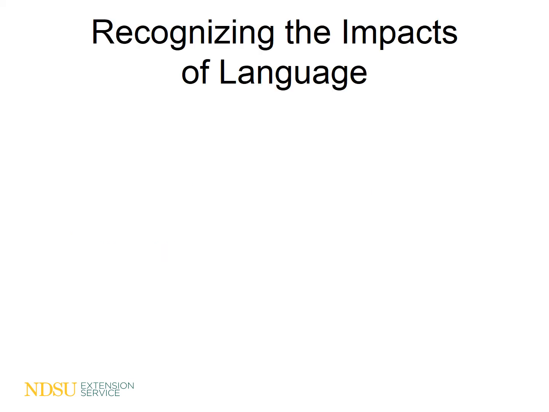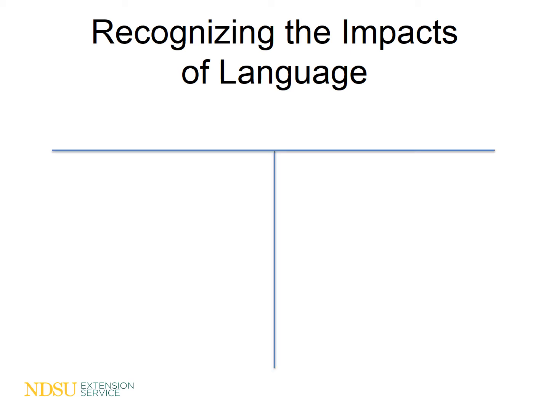Why are words like labels so important? Well, as humans, we use language to explain and interpret the world around us. In many ways, language also shapes the world around us. Let's explore this a little bit. On your paper, make 2 columns like this. Label 1 column girls and 1 column boys.